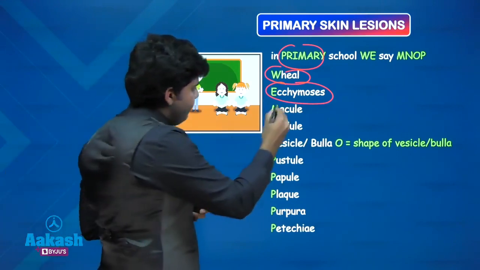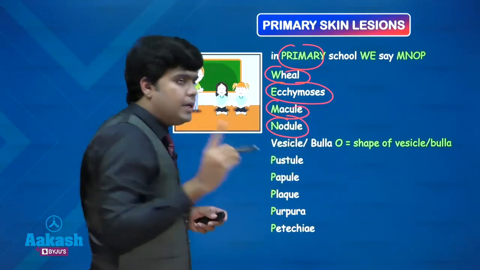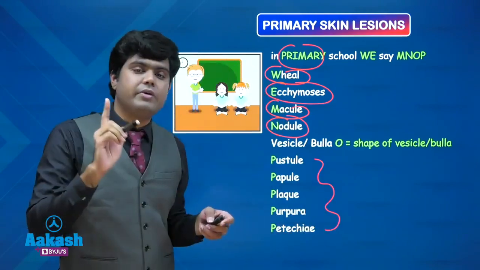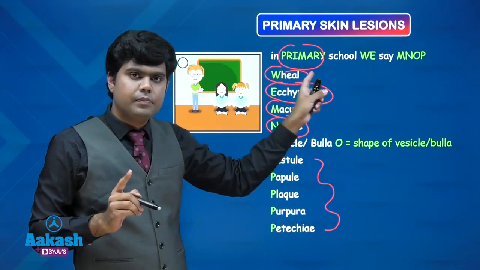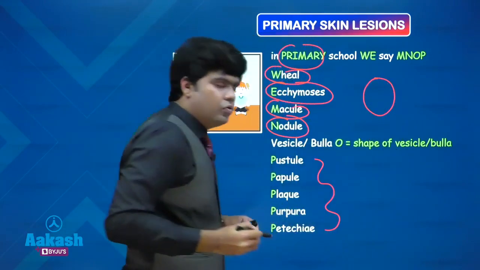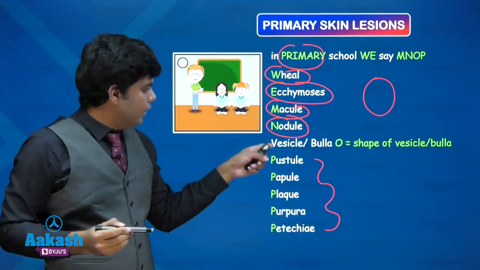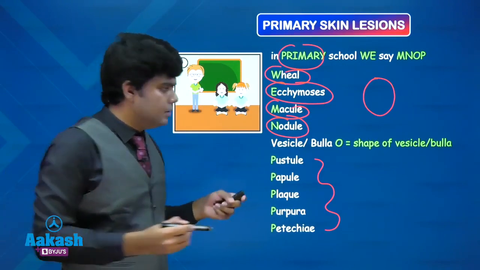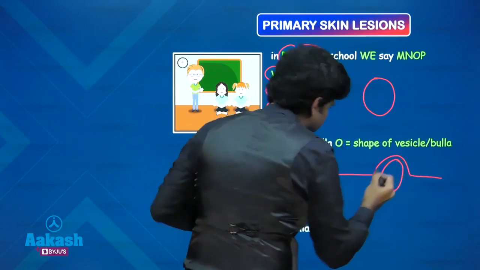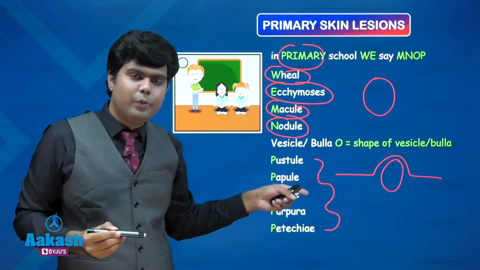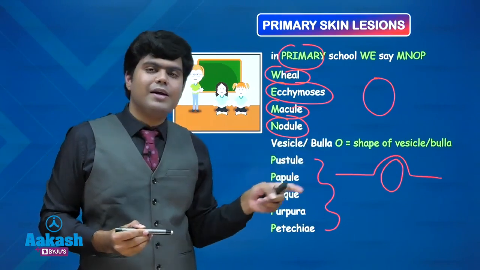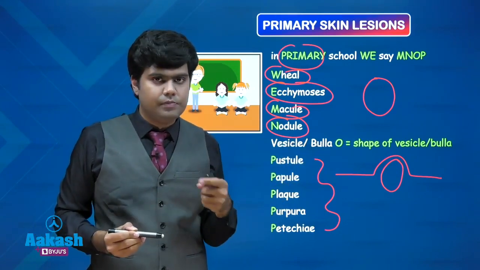M-N-O-P. So M, macule and nodule. P is pustule, papule, plaque, purpura, petechiae. Anything starting with P is a primary skin lesion. Also we have got here O. What is the meaning of O here? I have told you vesicle and bulla, they are fluid filled lesions on the skin and they look like O. So the shape of vesicle or bulla, you can say it is like O, isn't it? So M and OP, vesicle and bulla included, these are primary skin lesions, right?